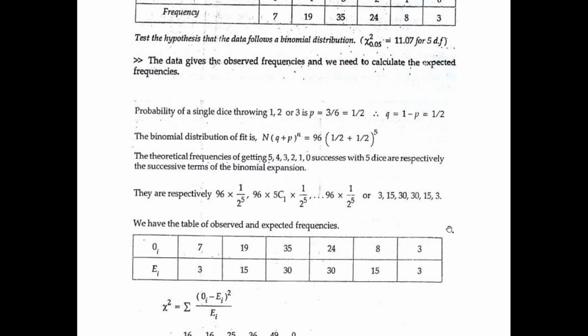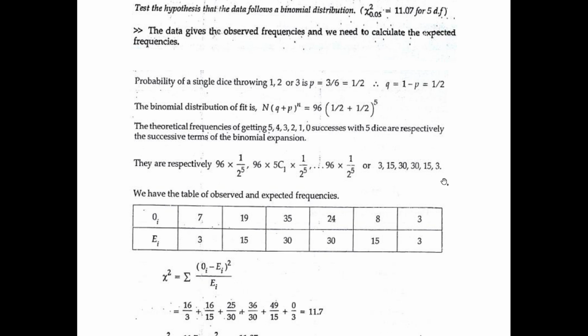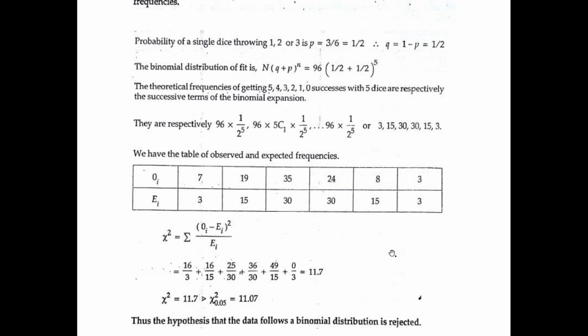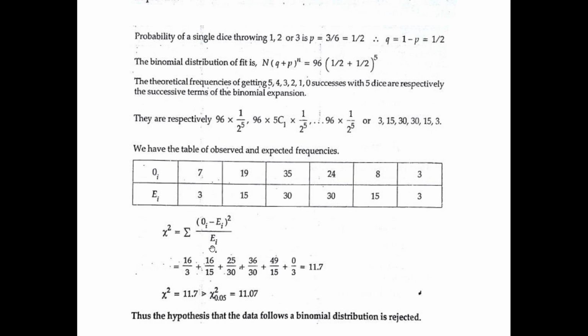From the table we have the observed frequencies, and we calculated the theoretical frequencies over here. So we write 3, 15, 30, 30, 15 and 3. Now let's calculate the quantity chi-square. It is given by the summation of (Oi minus Ei) whole square by Ei. So (7 minus 3) whole square by 3, (19 minus 15) square by 15, (35 minus 30) square by 30, (24 minus 30) square by 30, (8 minus 15) whole square by 15, (3 minus 3) whole square.